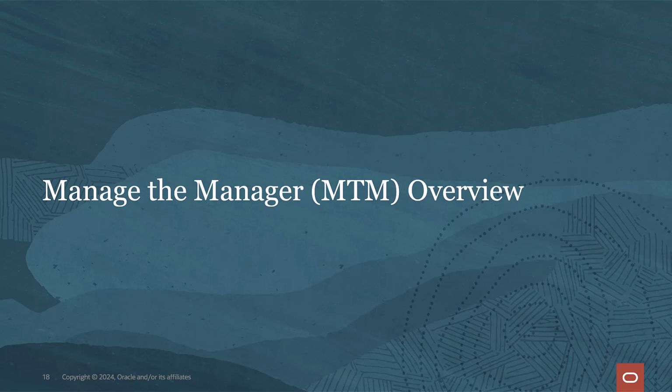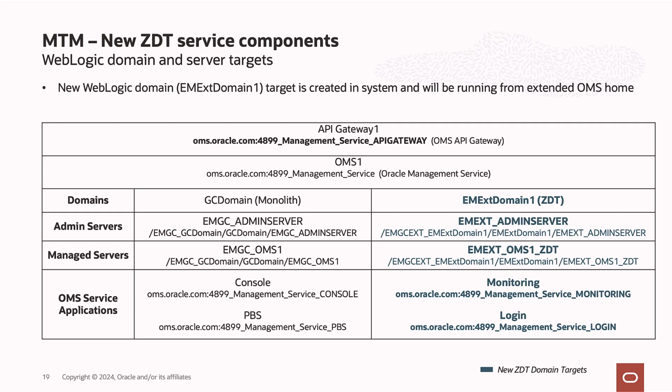Let's review the new changes in the Manage the Manager feature. Enterprise Manager 24 AI introduces new domains and components. So post installing or upgrading to Enterprise Manager 24 AI, you will see the new ZDT domain called EMEXT domain. A target per OMS is discovered automatically.